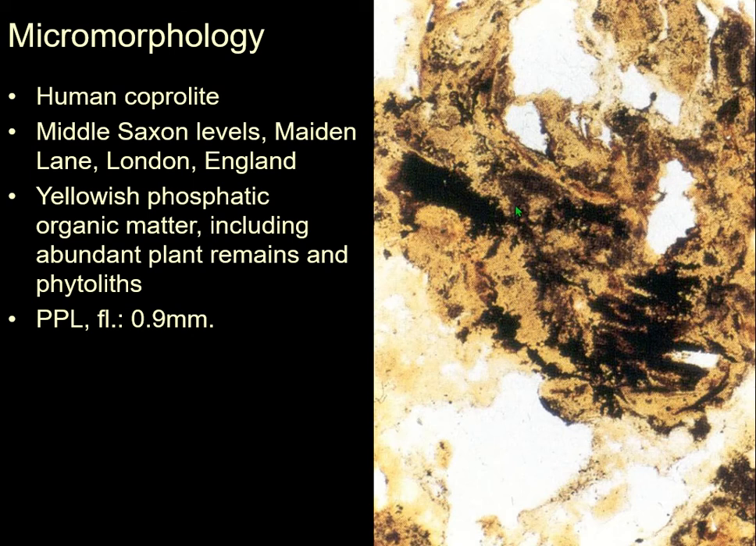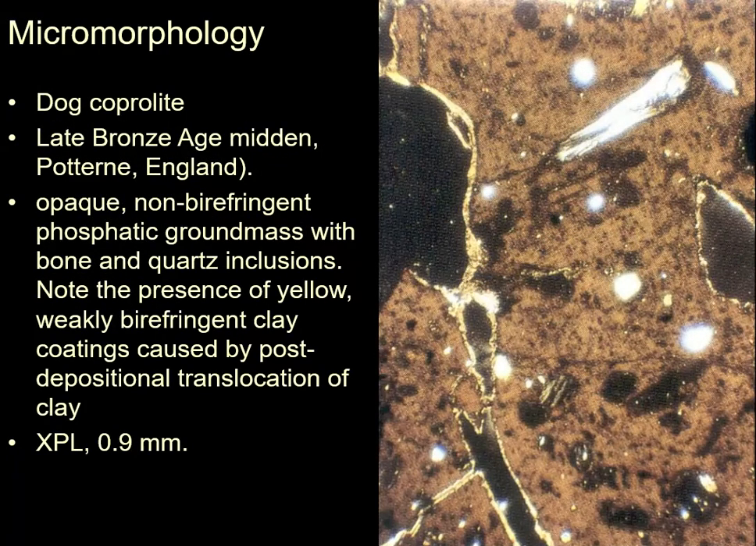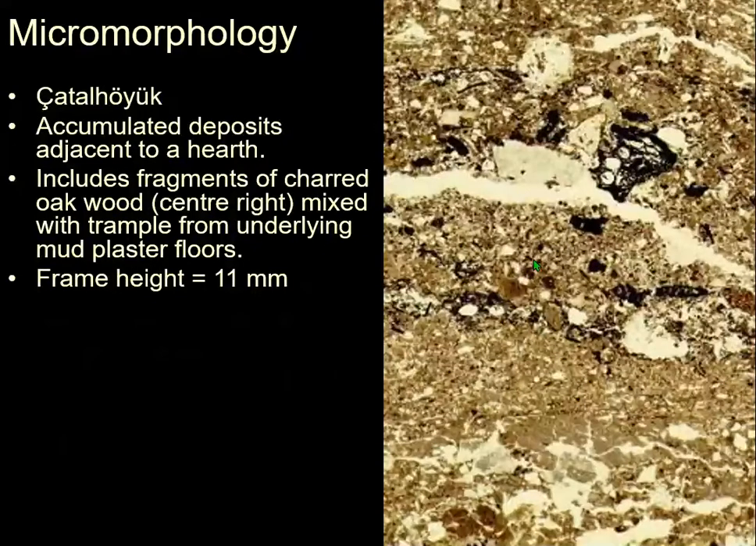depositions, archaeological deposits. This is a human coprolite from an Anglo-Saxon level in England with phytoliths. I've talked to you about phytoliths before. This is a dog coprolite. Seems to be a lot of coprolites. You can see partly digested bone in here. Yeah, you have to keep looking at that. This looks much nicer, doesn't it? This is from Çatalhöyük.